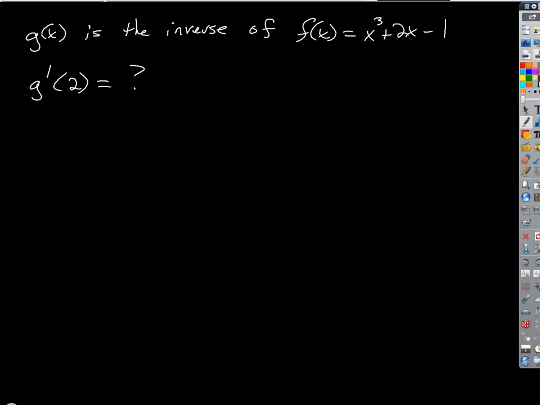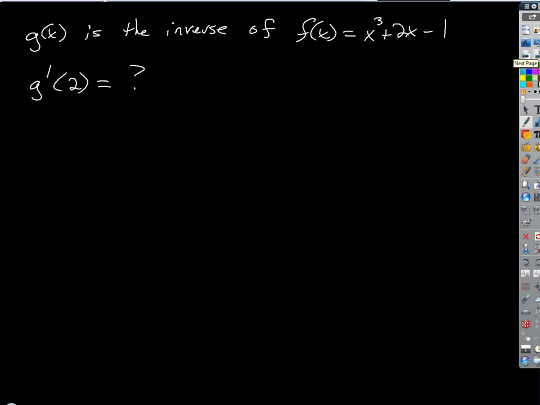Okay, so remember we said yesterday, same presumption, let's say g of x is the inverse of f of x. Then g prime of x is equivalent to 1 over f prime of g of x. Remember this?